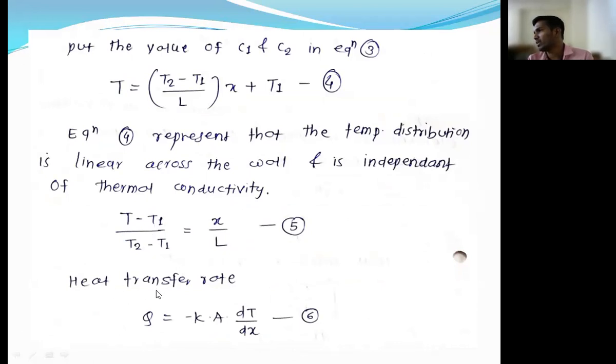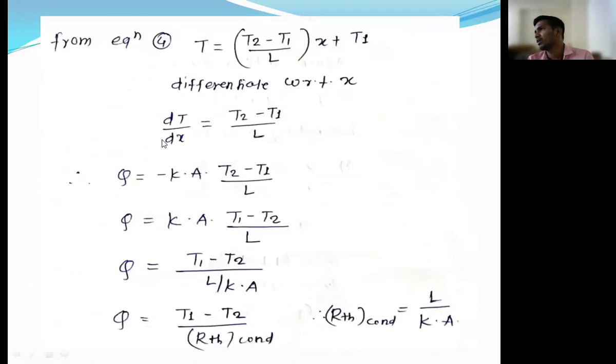And our equation of the heat transfer rate is Q is equal to minus K into A into dT by dx. In this equation, we have first calculated the value of dT by dx by using equation number 4, and by using that we get the equation of Q. So what is our final equation? Q is equal to K into A into (T1 minus T2) divided by L. So this is the equation. By using that, we have to calculate the heat transfer rate through the plane wall.